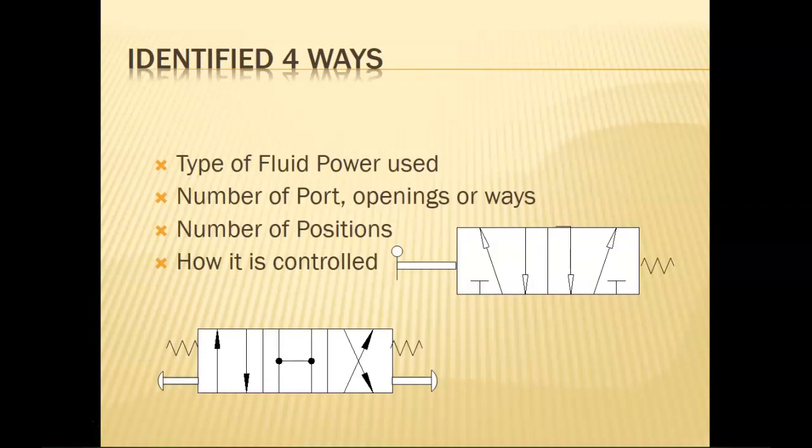So the way we identify these is we look at the type of fluid used. Is it hydraulic or pneumatic? Again, hydraulics have the colored in arrows, pneumatics do not. Number of ports, which is also known as the number of openings or the number of ways. Ways is looking at how many different places fluid enters and exits. We look at the number of positions the valve can be put in. And then we look at how it's controlled.